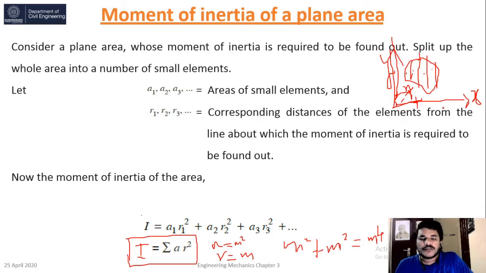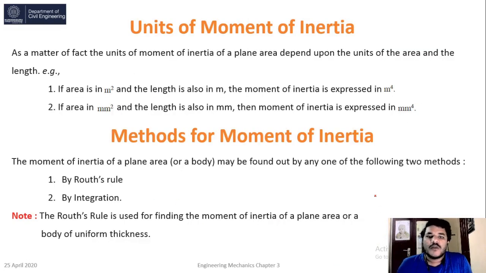If suppose you are using mm unit, it means mm power 4, or centimeter means centimeter 4. So area is meter square and 2 times of r is there. So that's why meter square. Okay, so meter power 4. So that is the unit of the moment of inertia.